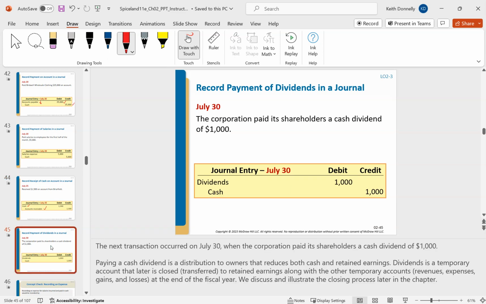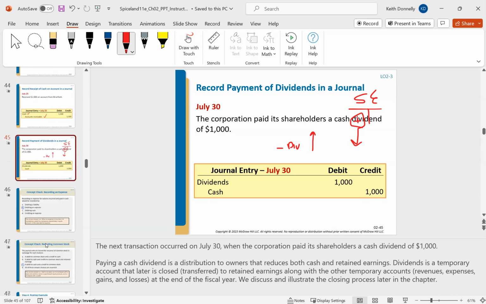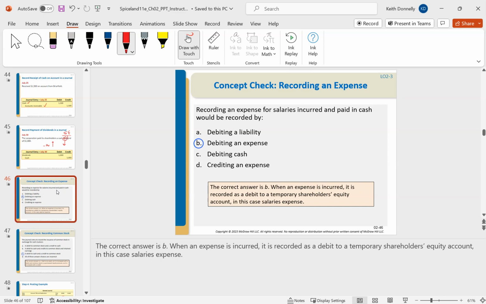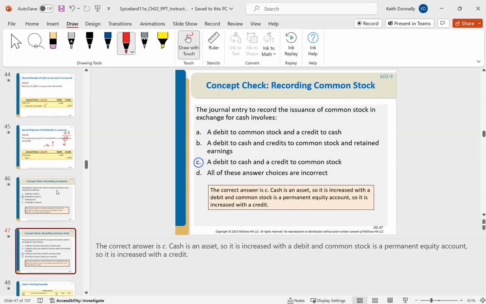Okay. Next one, we pay a dividend. Remember that retained earnings equation: beginning plus net income minus dividends. So when you have an increase in dividends, that's a decrease in your stockholders' equity. That's why you debit it. You debit dividends. So here, debit dividends, we paid it, credit cash, debits equal credits, that's fine. They give us some MCQs here. You can look at those.